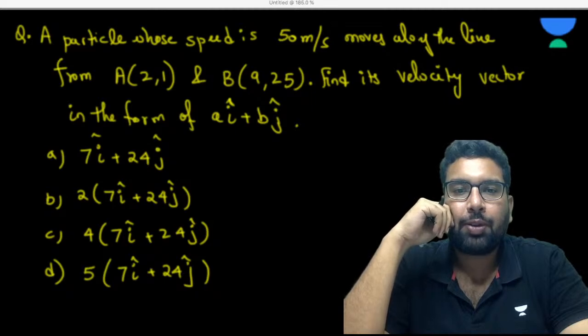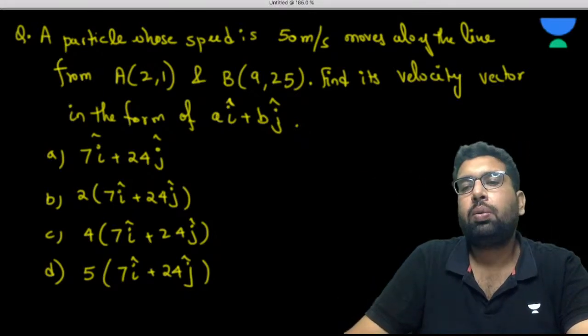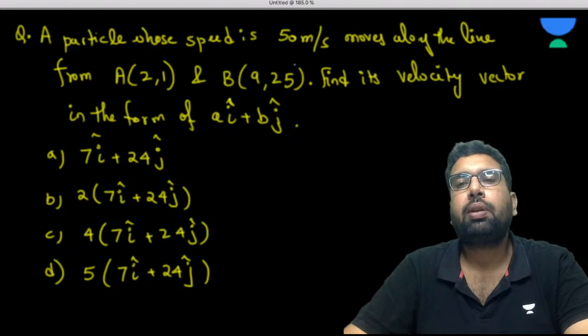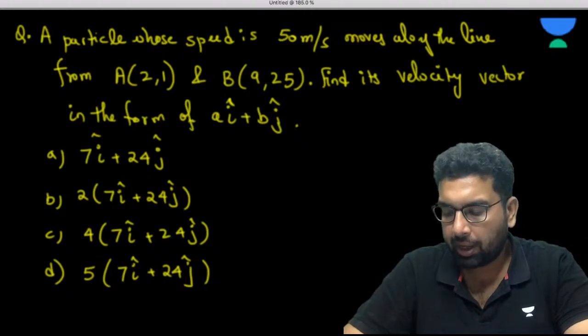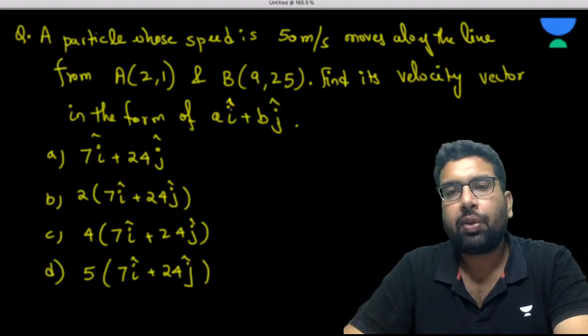Very, very simple question. Please try to solve this one. So now it says a particle whose speed is 50 meters per second moves along the line from A point to B point. Find its velocity vector in the form of ai plus bj.